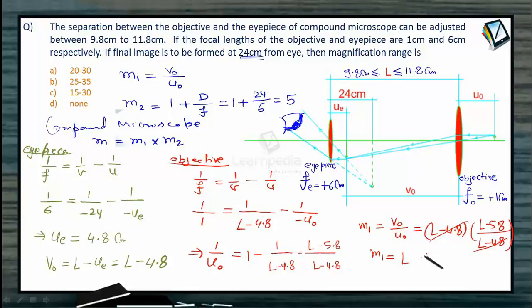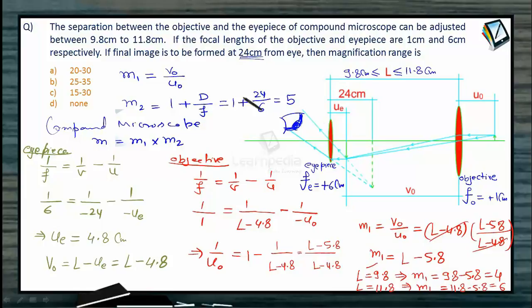L minus 5.8. So when L is 9.8, in that case M1 will be 9.8 minus 5.8 equal to 4. Okay, when L is 9.8, M1 is 4, but when L is 11.8, in that case M1 would be 11.8 minus 5.8 equal to 6, and these two numbers are to be multiplied with the 5 also. So M1 is 4 up to 6.